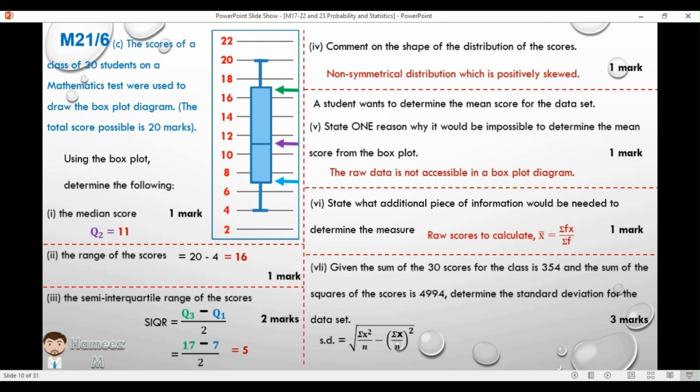And we can simply substitute, and that will be 4,994 divided by 30 minus 354 divided by 30 squared, the square root of that. And we can simplify. The first part will give us 166.47 minus 139.24, which works out to be 5.22 to 2 decimal places, will be the standard deviation for this data set.